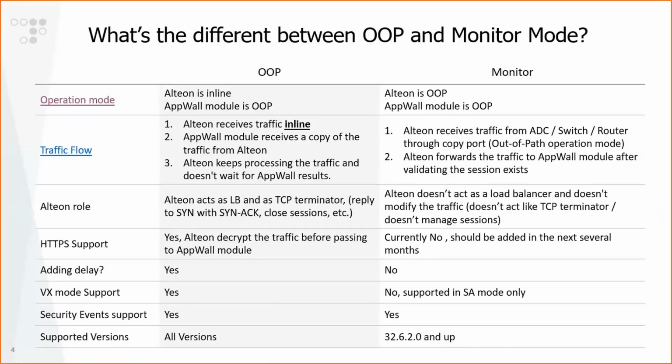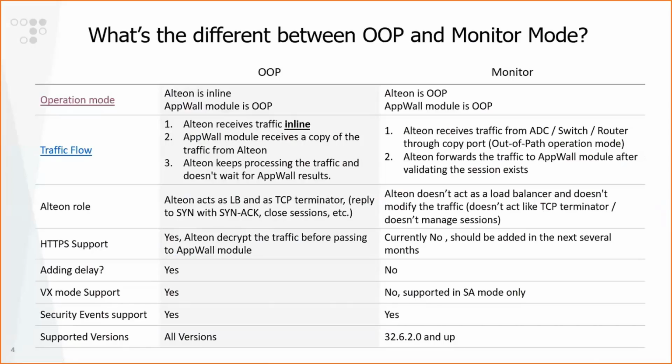As for HTTPS in out-of-path, since we use Alteon as a load balancer, we enjoy the SSL terminator we have in it. As for monitor, currently we don't have SSL support. We should implement it in the next several months, hopefully before February. As for delay, in out-of-path of course we have delay because Alteon is part of the incoming and outgoing traffic. In monitor mode, we don't have delay. Basically, we have zero latency.